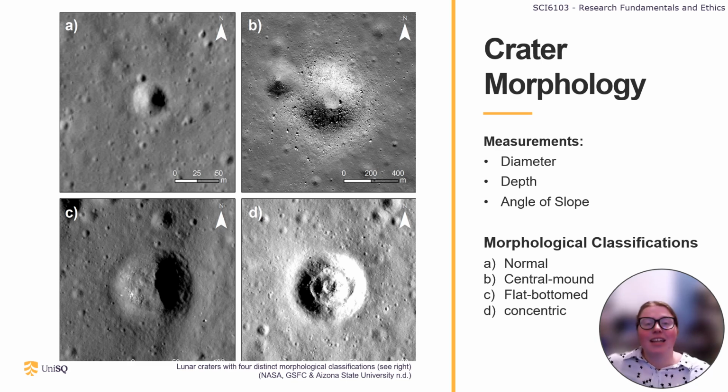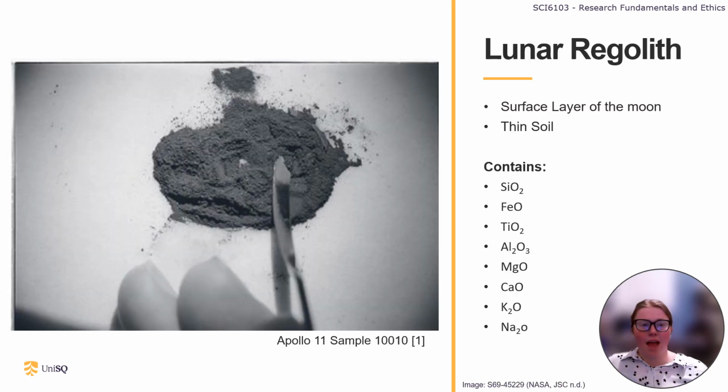The shapes of craters can be categorized into several categories: normal craters, which are bowl-shaped, flat-bottomed, concentric, and central mound. Meteors impacting the moon are assumed to only impact the top few layers of the moon. The moon has many layers, the top of which, in most cases, is called regolith. The regolith is assumed to be above a harder layer called substrate.